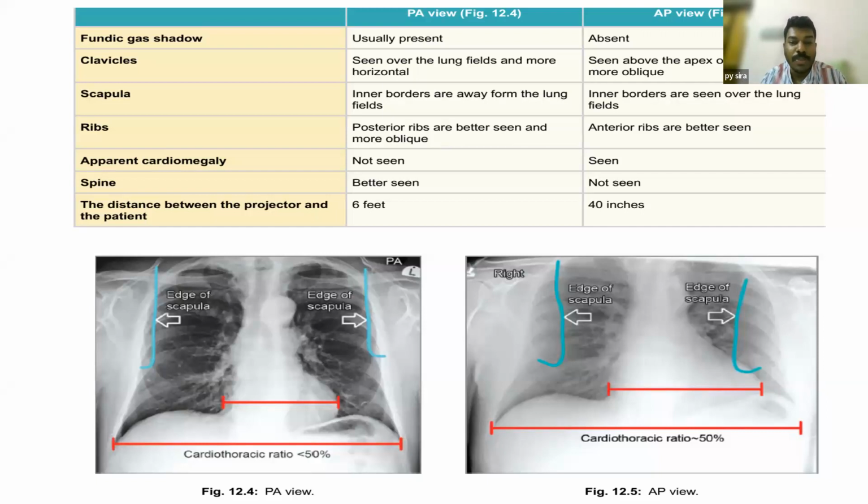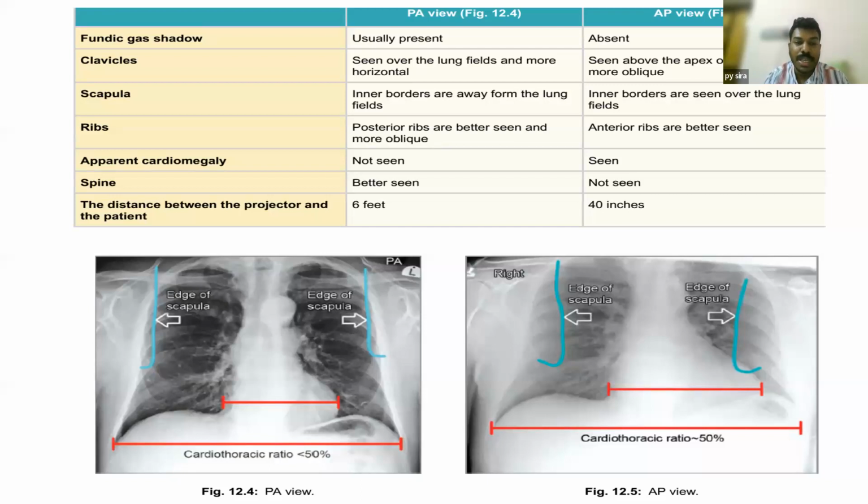Scapula, if you see, the inner borders of the scapula are away from the lung fields in PA view, whereas in AP view, the inner border of the scapula is going to be more into the lung field. That is one important difference.